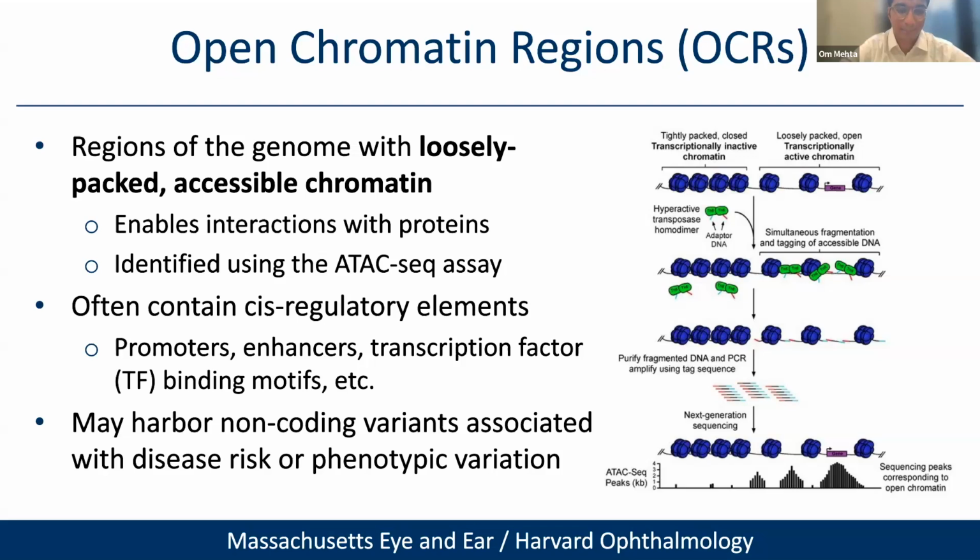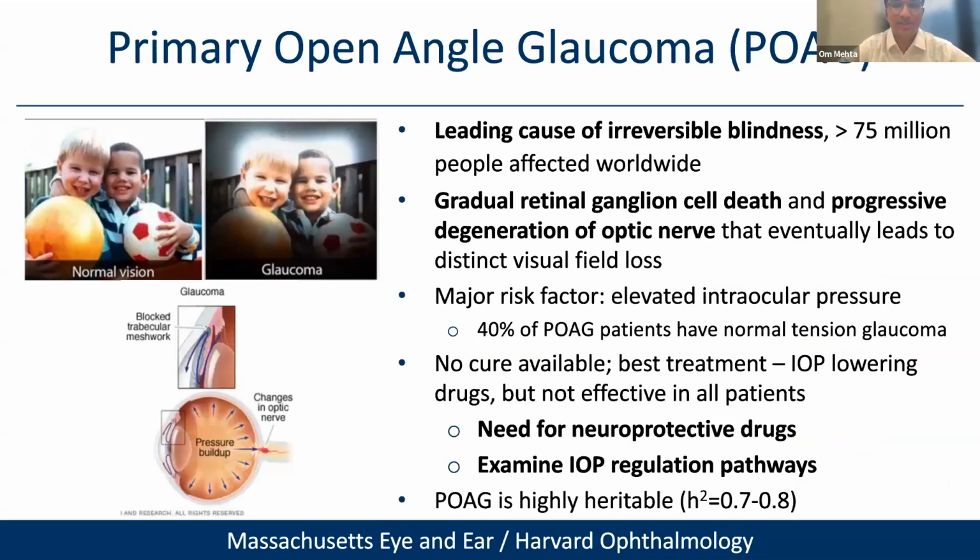and disease mechanisms. One disease we focus on is POAG, primary open-angle glaucoma, the leading cause of irreversible blindness, which affects over 75 million people worldwide. POAG is characterized by gradual retinal ganglion cell death and progressive optic nerve damage, and is often associated with elevated intraocular pressure, though 40% of patients also have normal pressure. Current treatments for POAG are limited and not effective for everyone, which highlights the urgent need for new approaches such as neuroprotective drugs. Interestingly, POAG is highly heritable, suggesting a strong genetic component we can explore through chromatin accessibility.